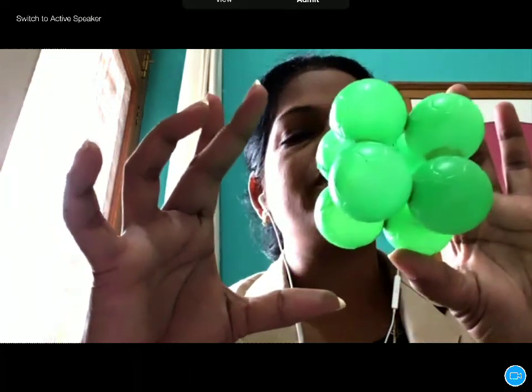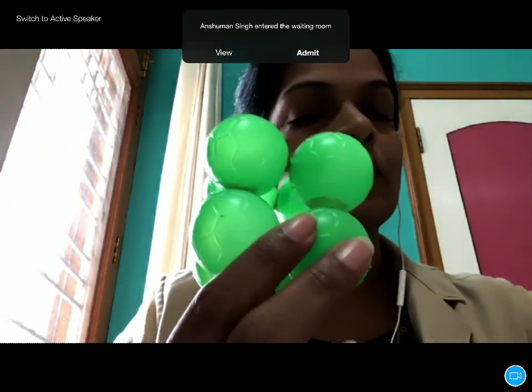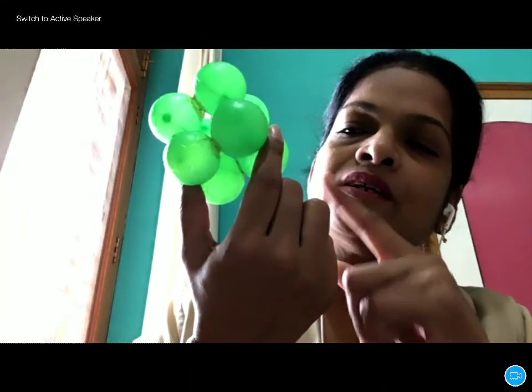What is the total number of atoms in the simple cube? The total number of atoms present in the simple cube: each corner's contribution is 1/8. So 8 into 1/8 is equal to 1. That is how we calculated it as 1. What is the relation between radius and the edge length?